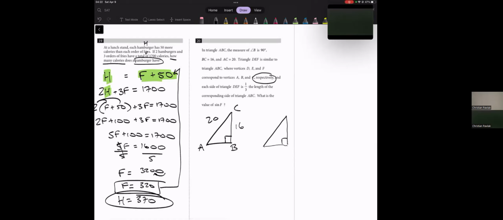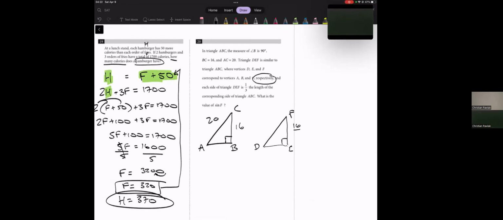So that means DEF goes like this. And each side of the triangle is 1/3 the length of the corresponding sides of ABC. So that means this is 16/3. And this is 20/3. What is the value of sine of F?